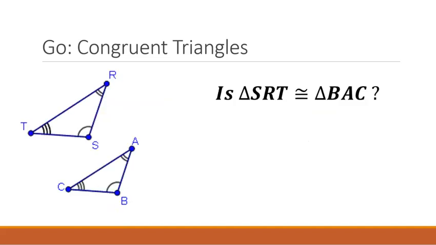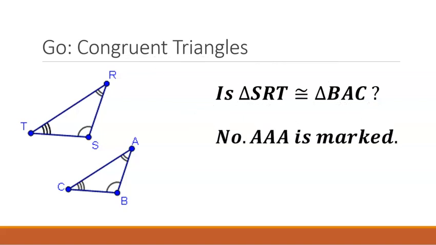Let's take a look at this example. Is triangle SRT congruent to triangle BAC? All three angles are marked as congruent in these two triangles. However, angle, angle, angle is not a way to know that triangles are congruent. They might be congruent, but we don't have enough information to justify that claim.